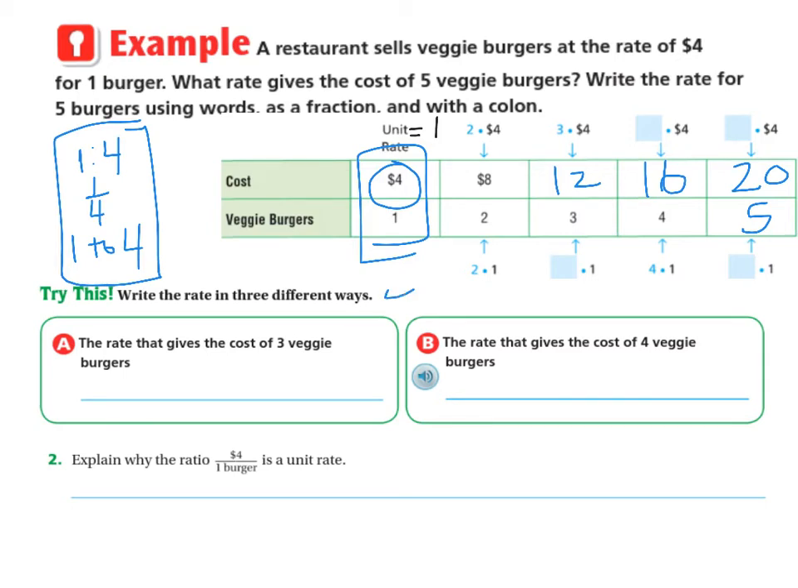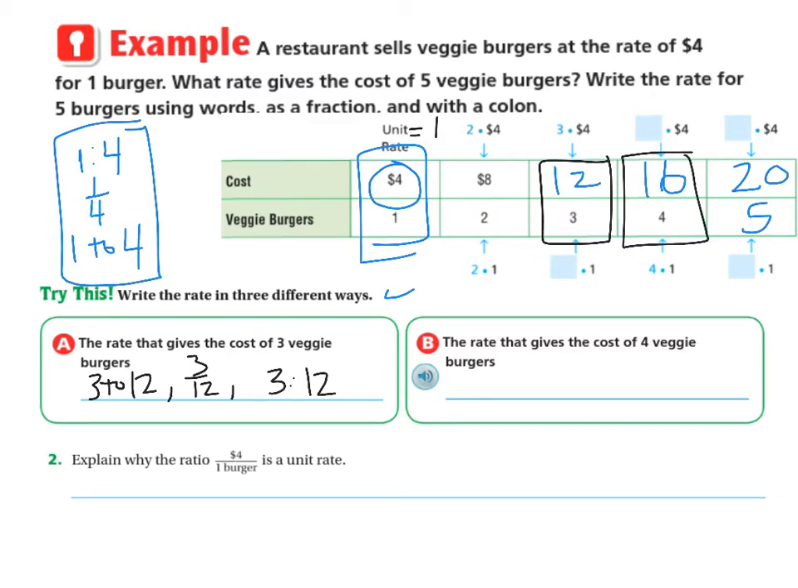So we did that. Now the rate that gives the cost of 3 veggie burgers, let's write that in 3 different ways. So we're looking at 3 burgers would be a 3 to 12 ratio. We want to write it with words, as a fraction, and with a colon. And then the rate that gives the cost of 4 veggie burgers, write it with words, 4 to 16, as a fraction, and then with the colon, 4 to 16. So this is just practicing writing it in those different ways.